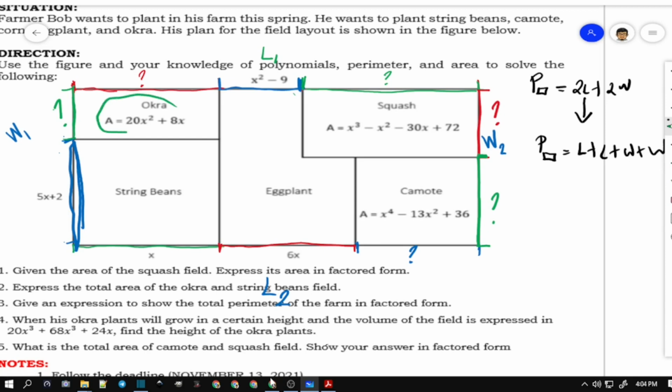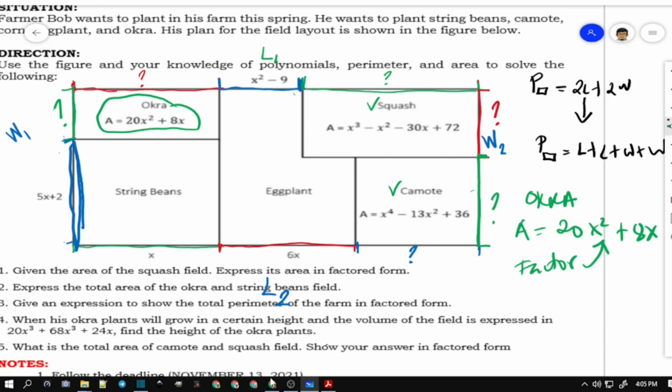Example ko yung okra. You will do squash and kamote. Okay, for the okra, so here's the okra. The area of the okra is 20x squared plus 8x. So how can I get the sides? By simplifying this or by factoring this. So you have to factor 20x squared plus 8x.